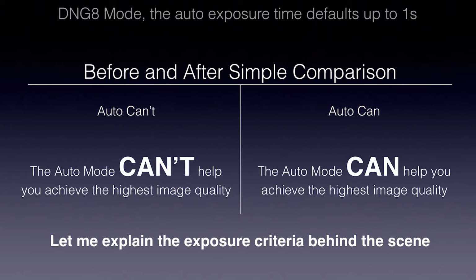Before this firmware, when you were shooting in automatic mode on the DNG8, the automatic mode could not help you achieve the highest imaging quality, especially in low light, at night. But after this firmware upgrade, the automatic mode on the DNG8 now can help you achieve the highest imaging quality. So let's make it simple. Before and after is that after this upgrade, you can achieve the highest imaging quality automatically.